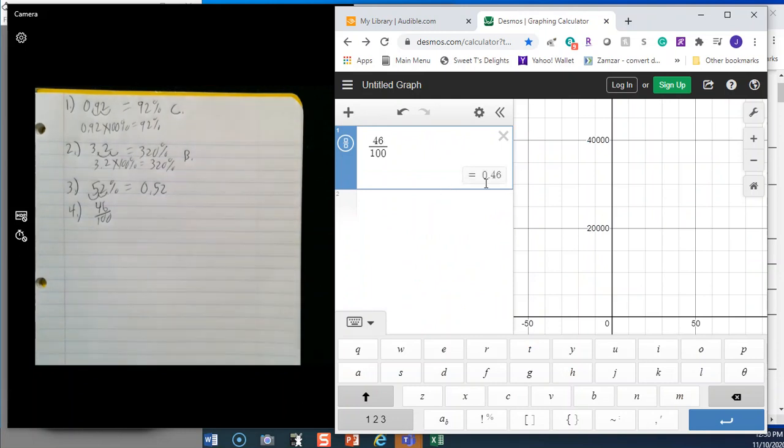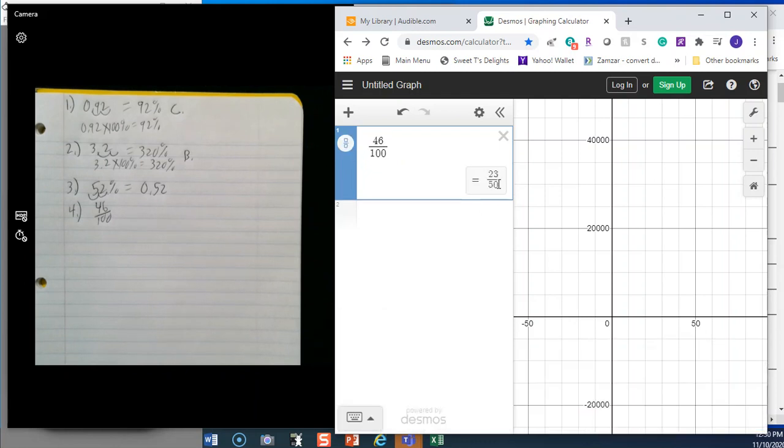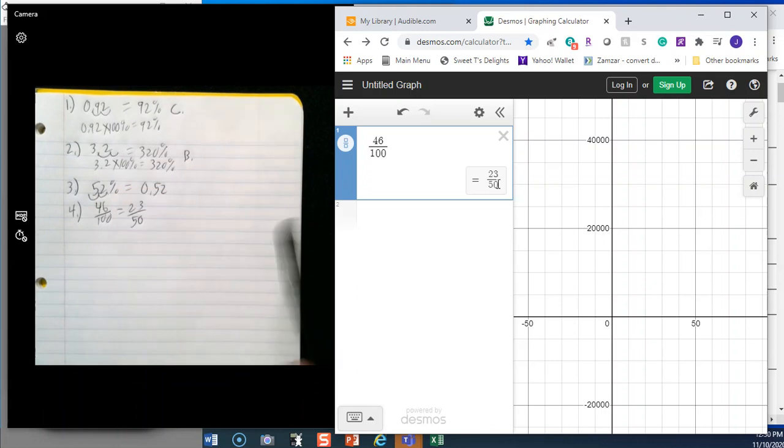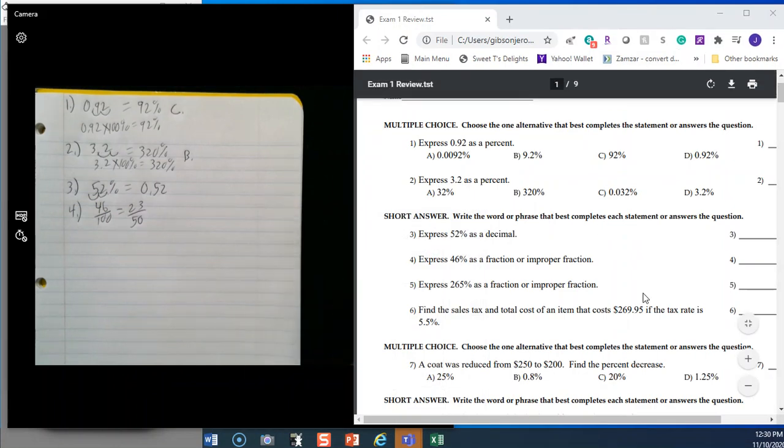.46 over 100. Now that gave you a decimal, but they wanted you to write it as a fraction. You can press this here, and it simplifies the fraction for you. So it'd be 23 over 50. Or you could have just divided the top and bottom by 2. Okay, number 5.